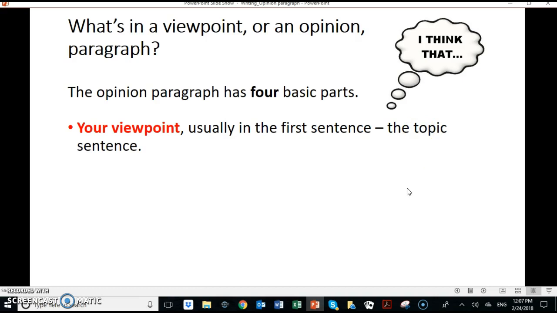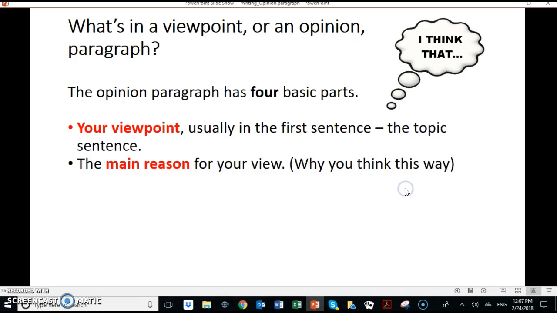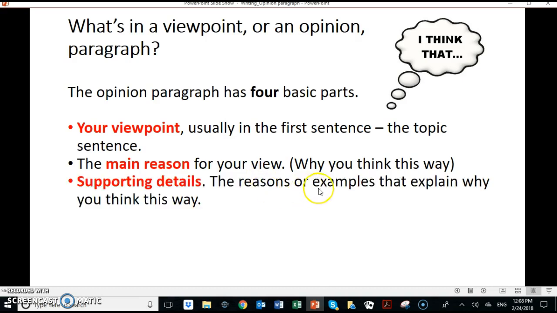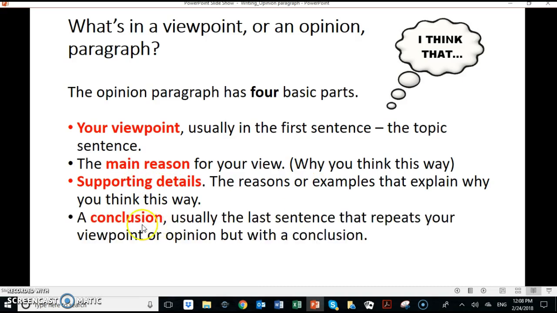Your next part has to prove that your opinion is correct. So you have to give a main reason for your view. Why do you think this? Why do you believe this is the correct viewpoint or opinion? And then you need to give reasons or examples that support that idea, and these we call supporting details. And finally, we always end with a conclusion, and that usually restates your viewpoint. But what's different between this last sentence and the first sentence is it has some kind of conclusion.